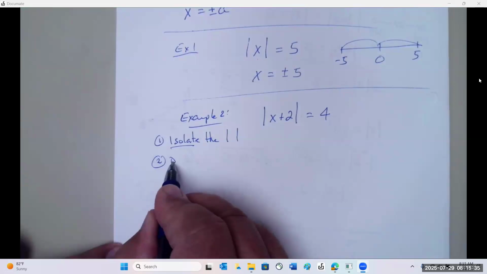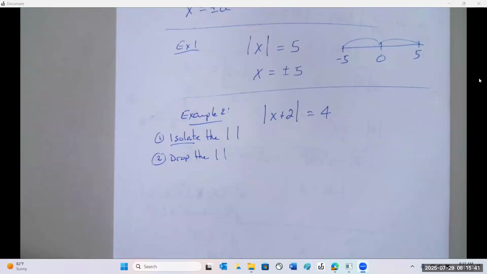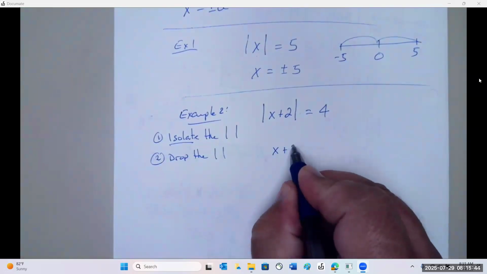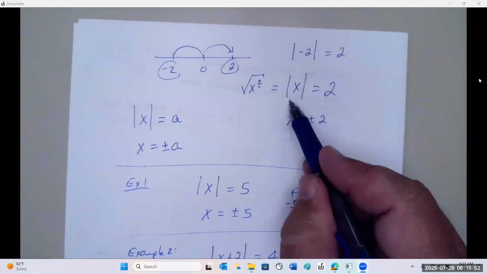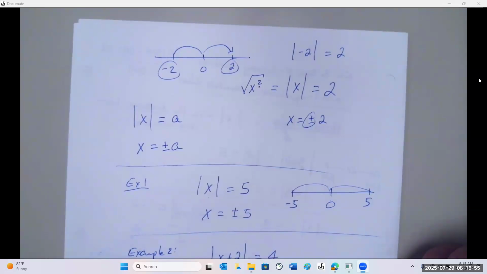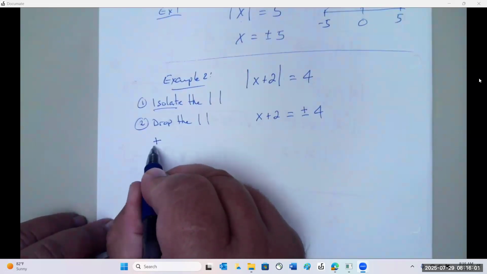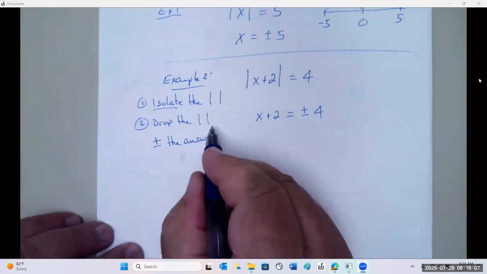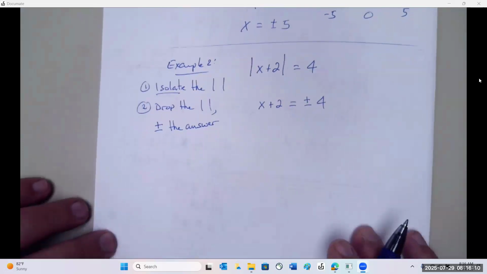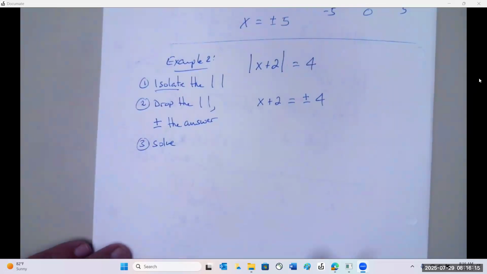2, drop the absolute value. When you drop the absolute value, what happens? You get the plus or minus of the answer. We just talked about that. When you drop the absolute value, you get the plus or minus of the answer. So when you drop the absolute value, then you put a plus or minus in front of the answer. Then you solve for x.